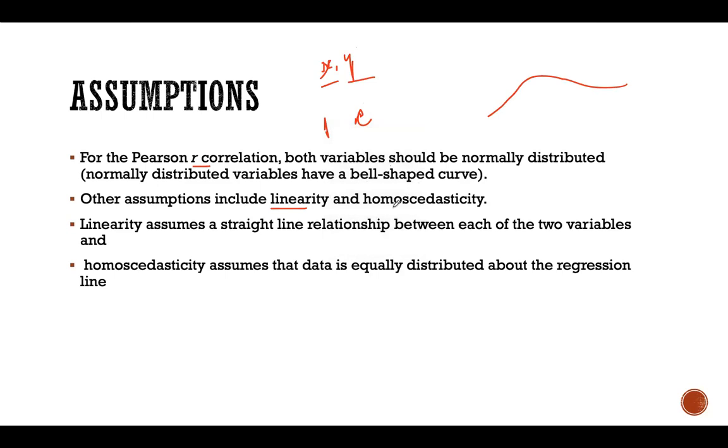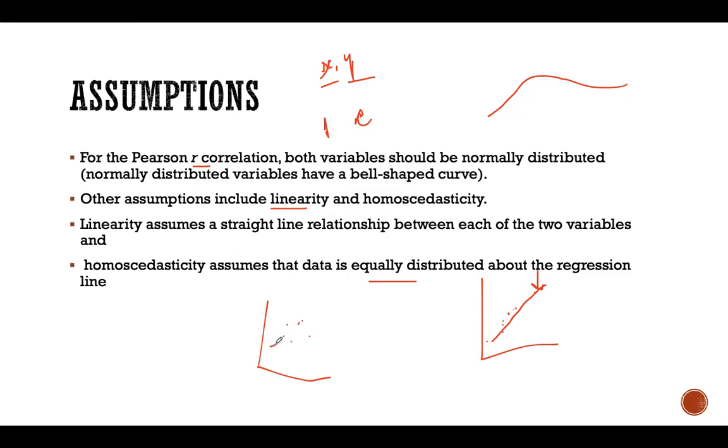Another one is homoscedasticity. Linearity assumes a straight-line relationship between each of the two variables, and homoscedasticity assumes that data is equally distributed about the regression line. Now, what is the regression line? Suppose this is a scatter plot. We try to plot a trend line or best fit line. How do we plot this line? If we are just drawing this line casually, we can have one generic rule of thumb: suppose there are certain points.